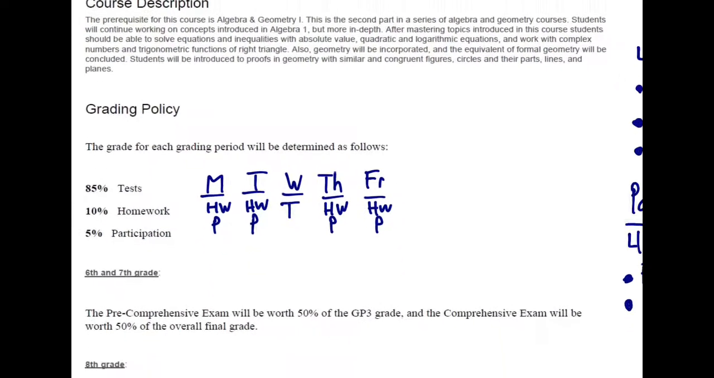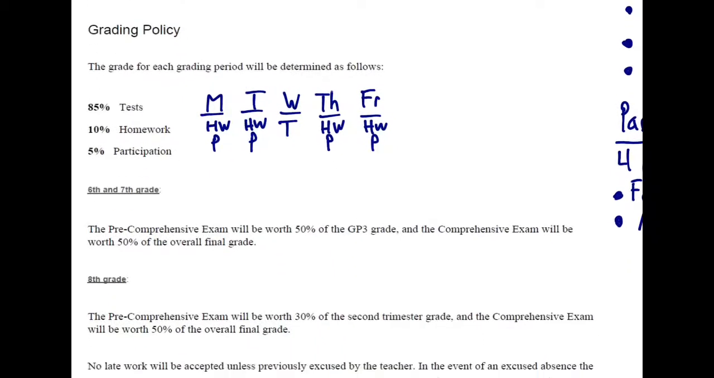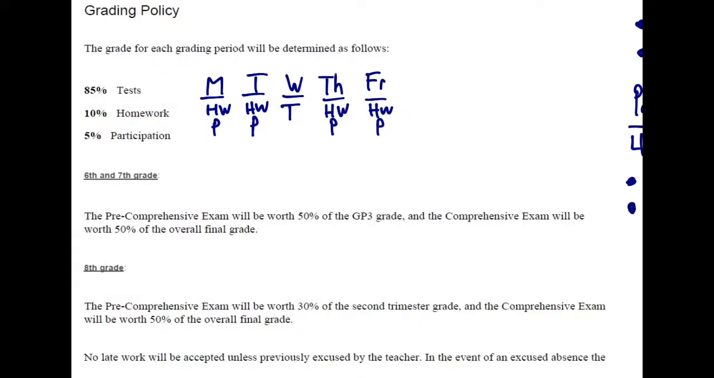Moving on, let's talk about the grading policy for a bit. So the grading policy we have here at Basis for our math courses are all fairly similar to each other. So mine is going to follow a very similar pattern to everybody else's math course. So looking at the percentages here, you have 85% is tests, 10% homework, and 5% participation. And let's talk about that a little bit more.